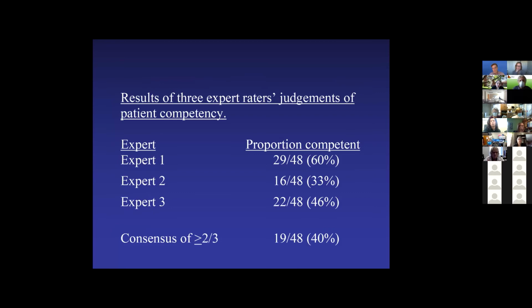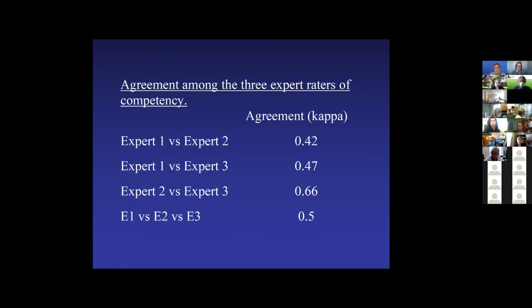First, the proportion, each expert's judgment of whether the folks whose interview they listened to are competent, and then the agreements here. And these agreements, you could debate these kappas till the cows come home. They're not 0.8, but they're not 0. They show that there's some decent agreement amongst the experts.